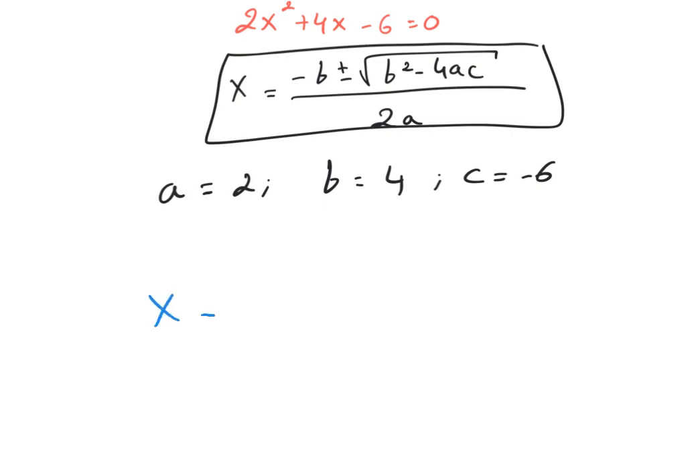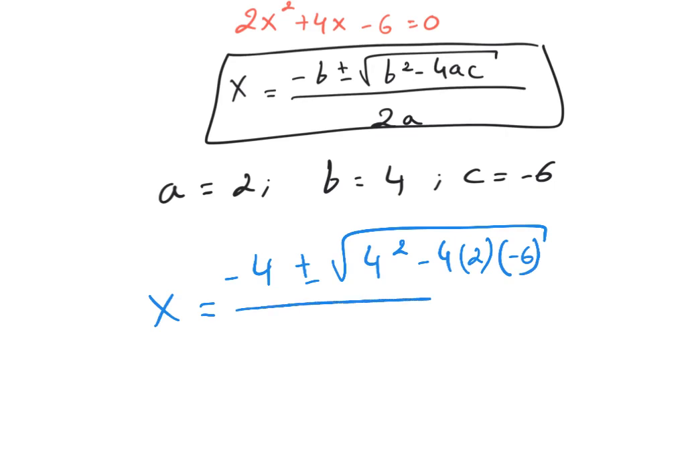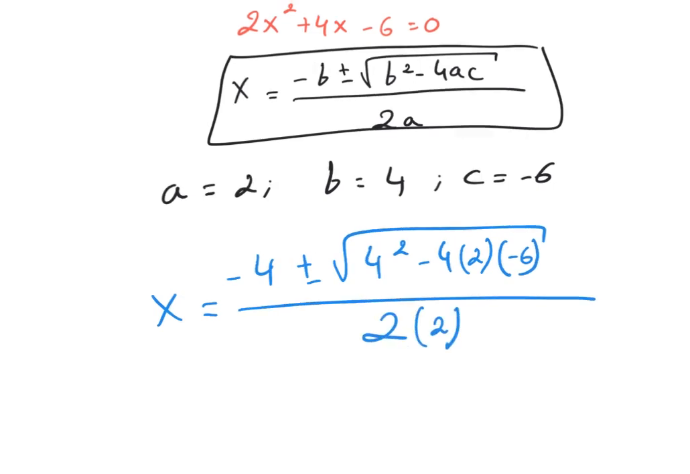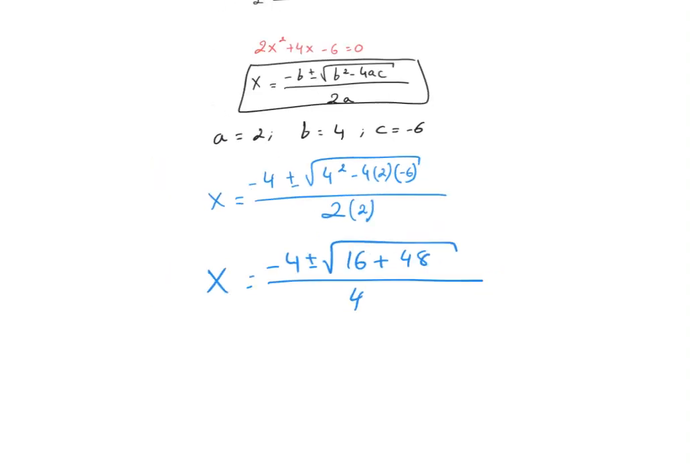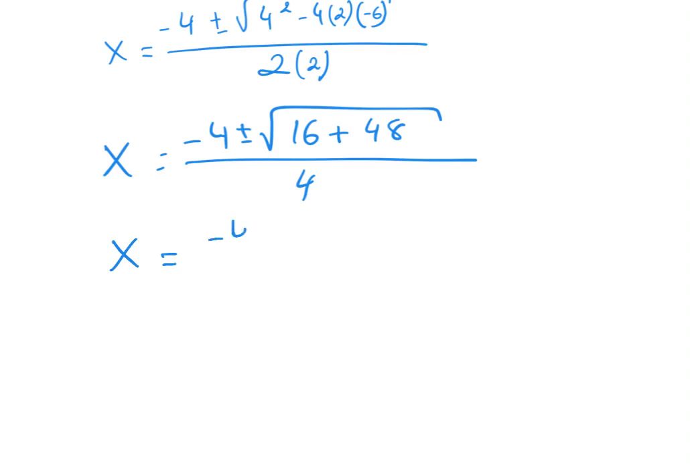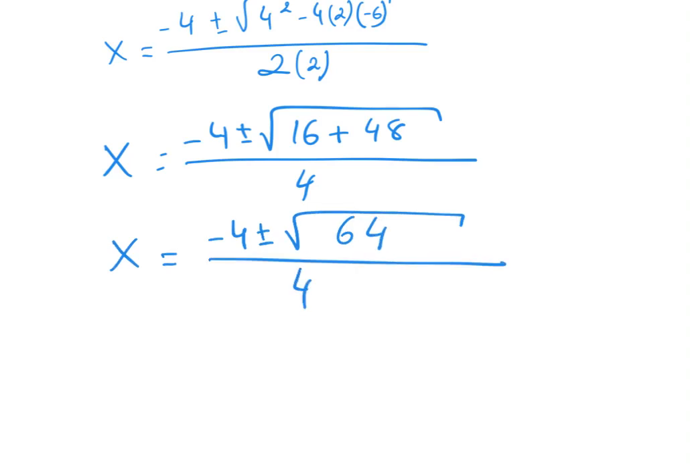So x equals negative b, which is negative 4, plus or minus the square root of b squared, which is 4 squared, minus 4 times a, which is 2, times c, which is negative 6, over 2a, which is 2 times 2. We have negative 4 plus or minus the square root of 16 plus 48, because negative times negative is positive and 4 times 2 times 6 is 48, over 4. So 16 plus 48 is 64, over 4.